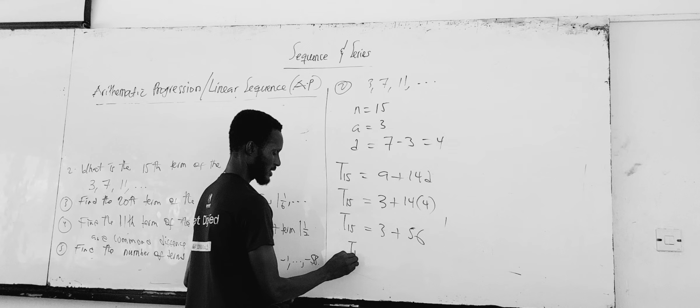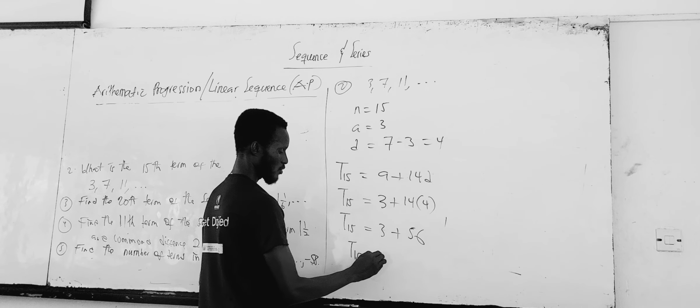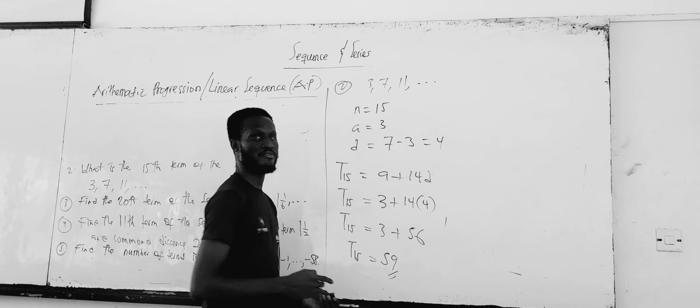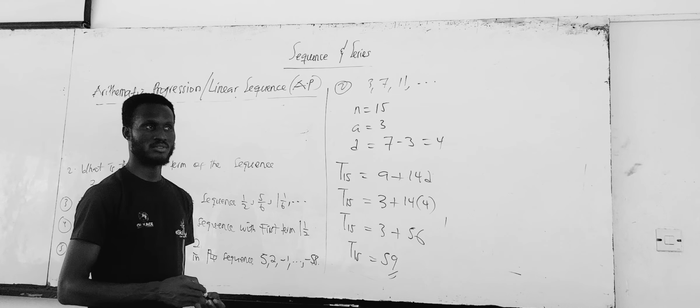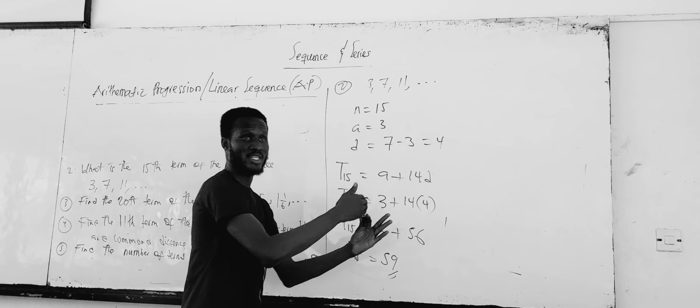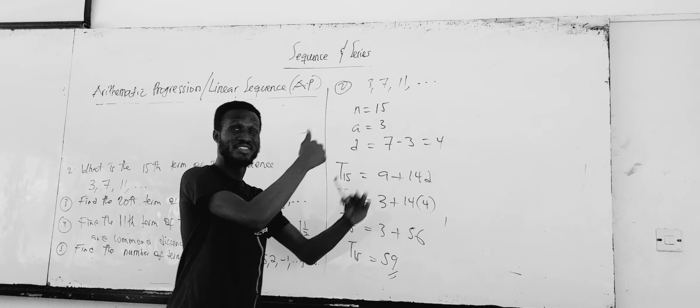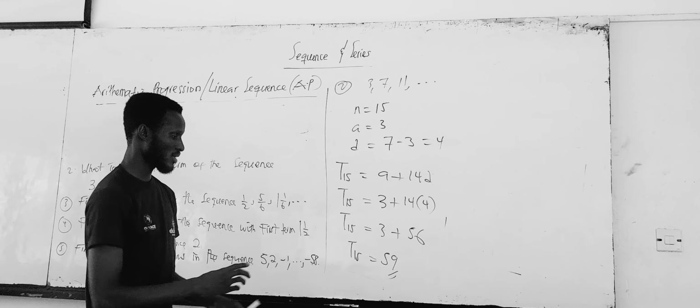So what will be the 15th term? The 15th term will be 59. Which means the number at the 15th position is 59. When we count the numbers from 1, 2, 3, 1st, 2nd, 3rd, 4th, the one at the 15th position, that term is 59.